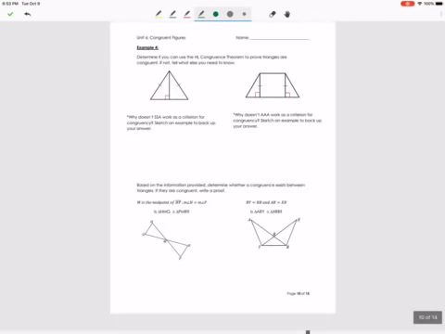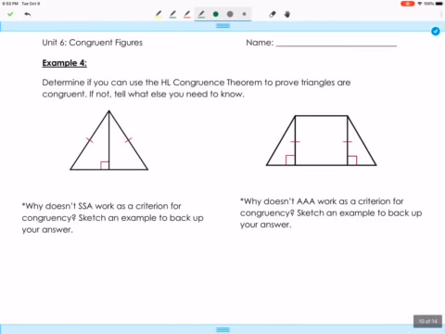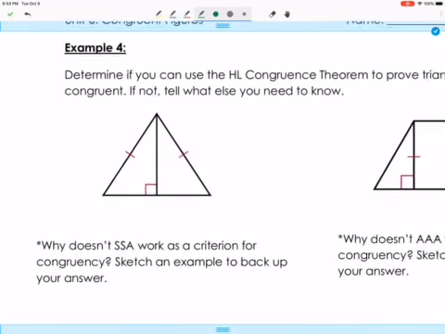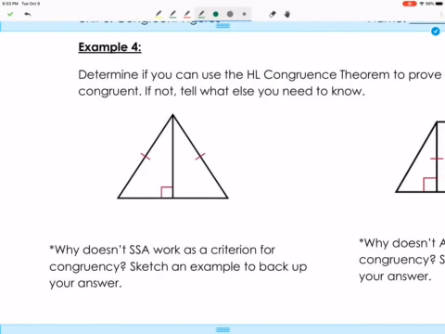Okay? All right, so for this one, it says determine whether or not you could use hypotenuse leg congruence to prove that the triangles are the same. If not, what else would we need to know? All right, so if we look at this first set, the first thing I would notice is even though there's not a 90-degree angle drawn here, I know that that angle should be 90 degrees based on the fact that these two together are a linear pair. And if this one's already 90, that one would obviously have to be 90 as well. So we do have two right triangles.